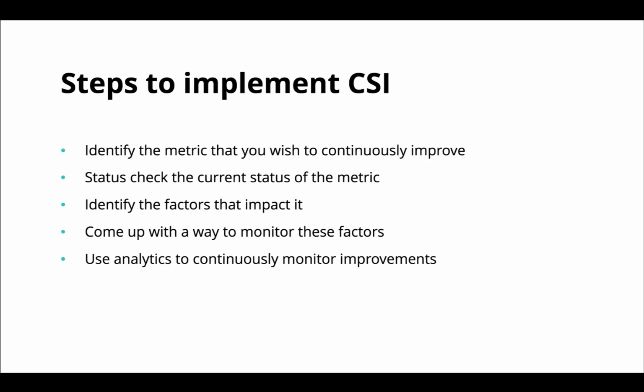All right, so as discussed in the previous webinar, these are the 5 steps to implement continuous service improvement. First step is to identify the metric that you wish to continuously improve. In our case, it's going to be SLA compliance percentage. Step 2 is to status check the current status of the metric, which means you'll have to get an idea of where your SLA compliance is in the current stage, which means you need to find out how your SLA compliance is doing at this moment in time. And after we do that, we need to identify the factors that impact SLA compliance, and then we'll have to come up with a way to monitor these factors. And finally, we'll use analytics to continuously monitor improvements in your SLA compliance percentage.